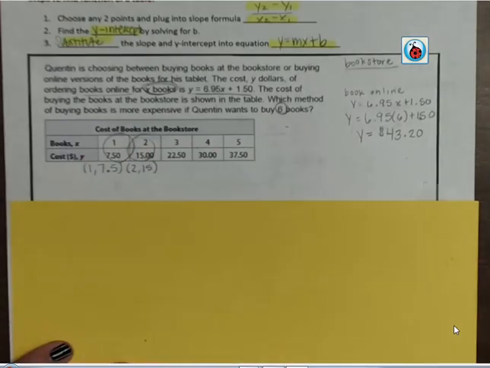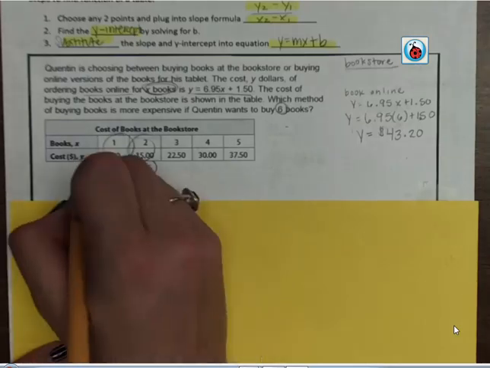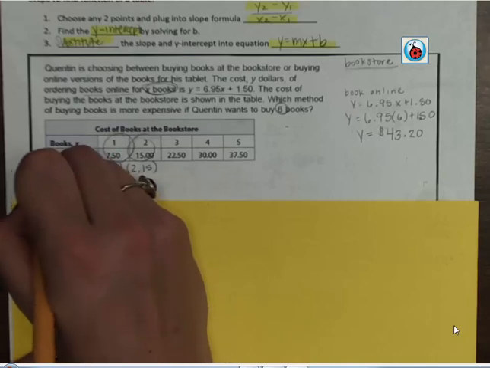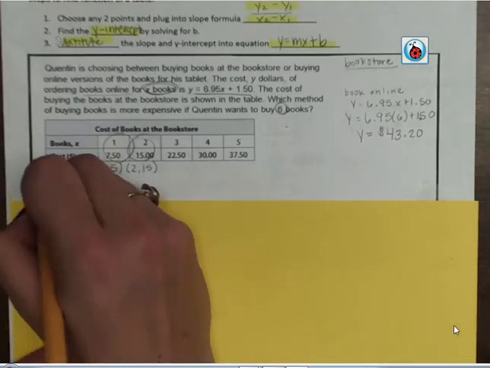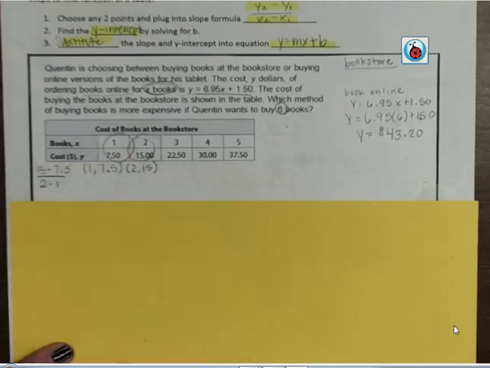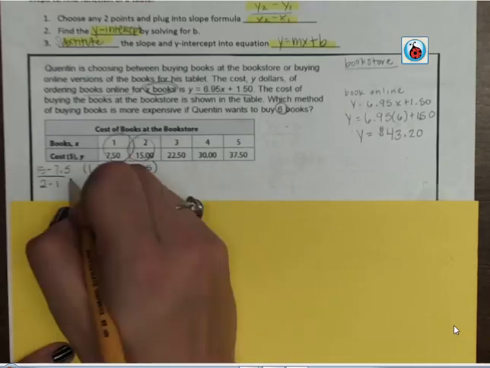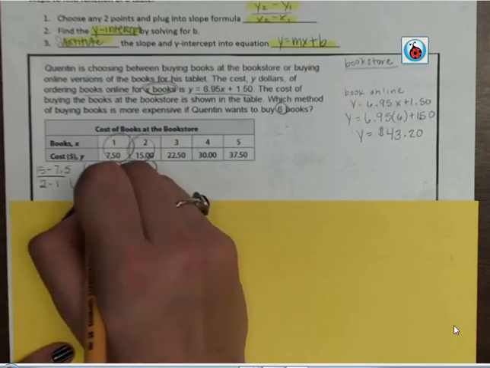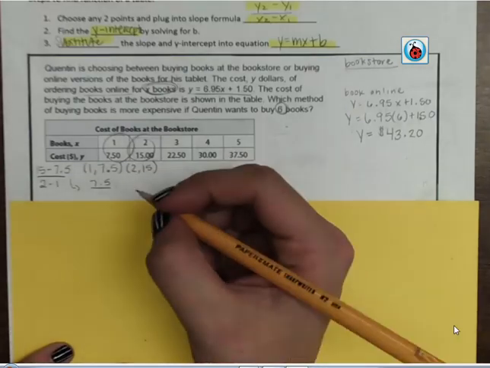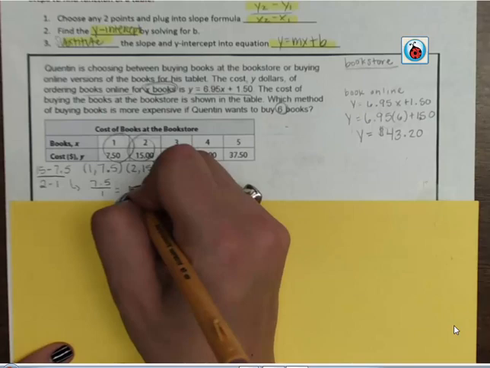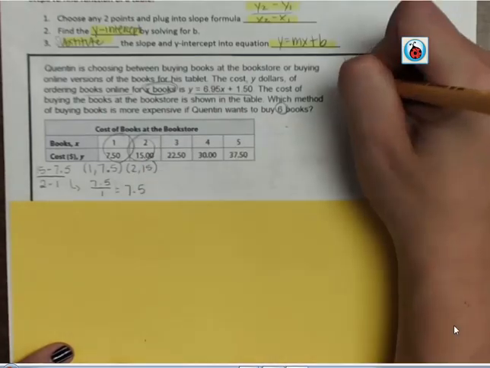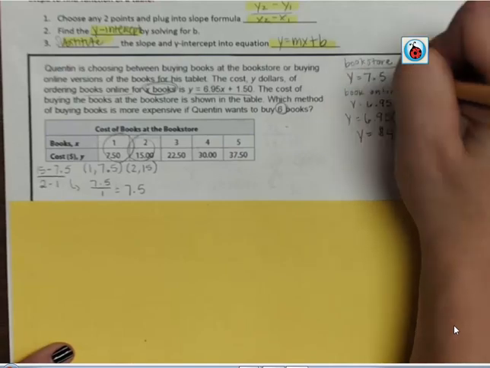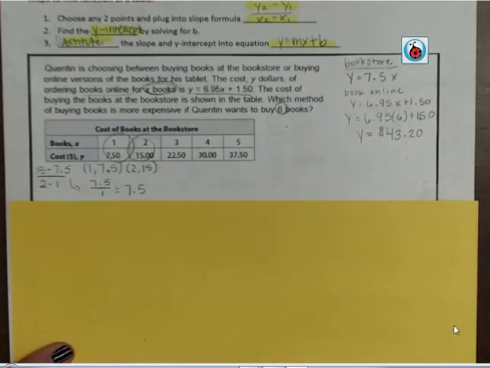Alright, you're going to do y2 minus y1 over x2 minus x1. So I have 15 minus 7.5 over 2 minus 1. 15 minus 7.5 is 7.5. 2 minus 1 is obviously 1. So our slope is 7.5. So, bookstore, y is equal to, so far I have 7.5x. I need to find my y-intercept though.